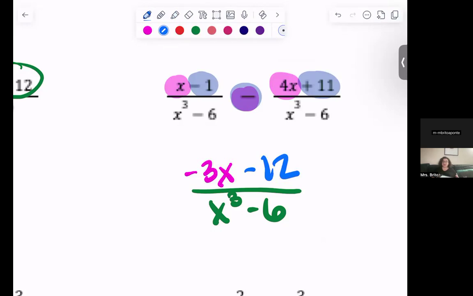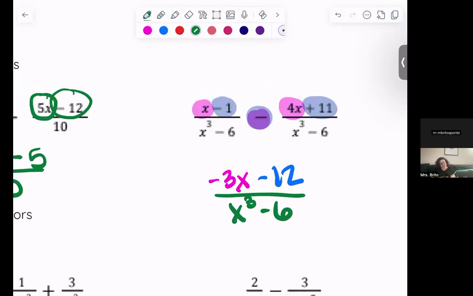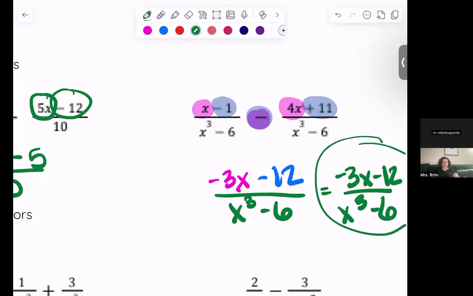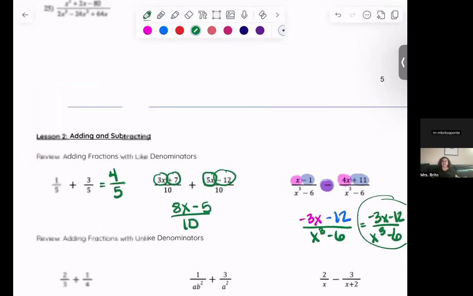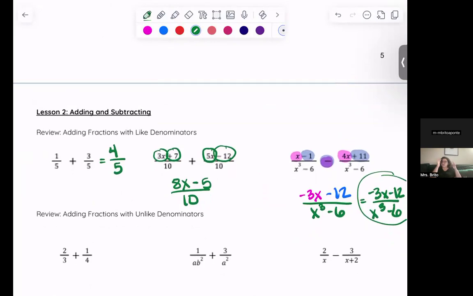It is tempting to try to simplify things like this. I'm going to rewrite it because that's going to bother my brain. Our answer is negative 3x minus 12 over x to the third minus 6. It is tempting to want to cross out the x values, or you see 3, 6, and 12, and you think, oh, maybe I can simplify. We can't. We need to have multiplication going on instead of adding and subtracting. But there you go. There's your answer. So not so bad, right? When we have common denominators, you just add the tops and keep the bottom the same.